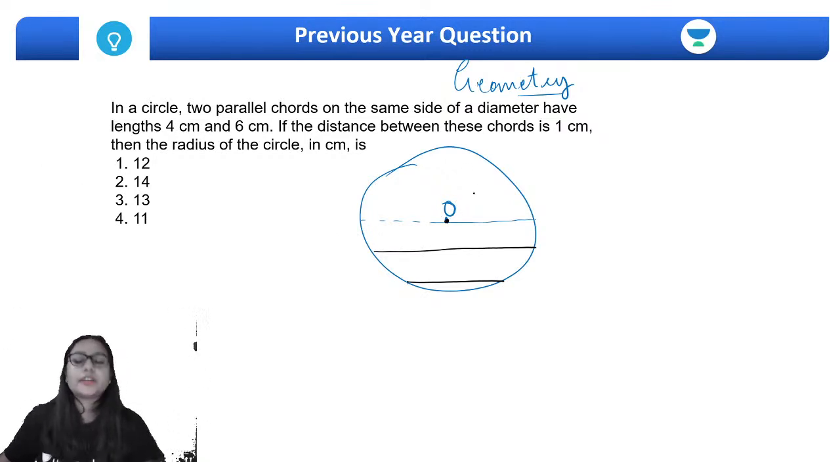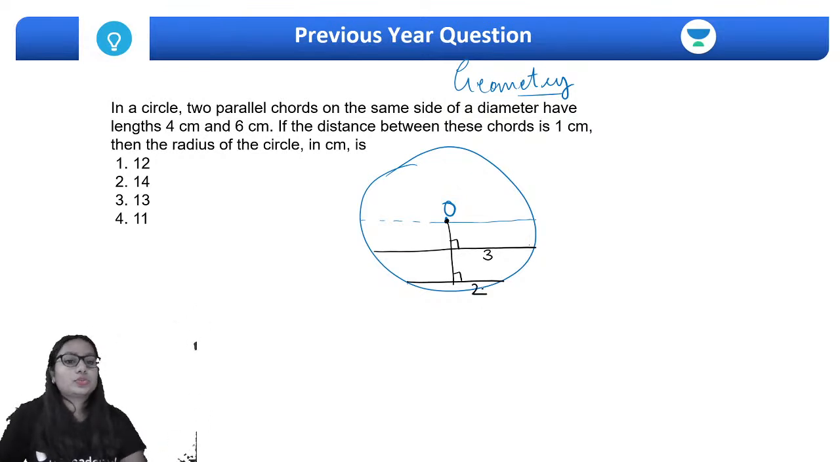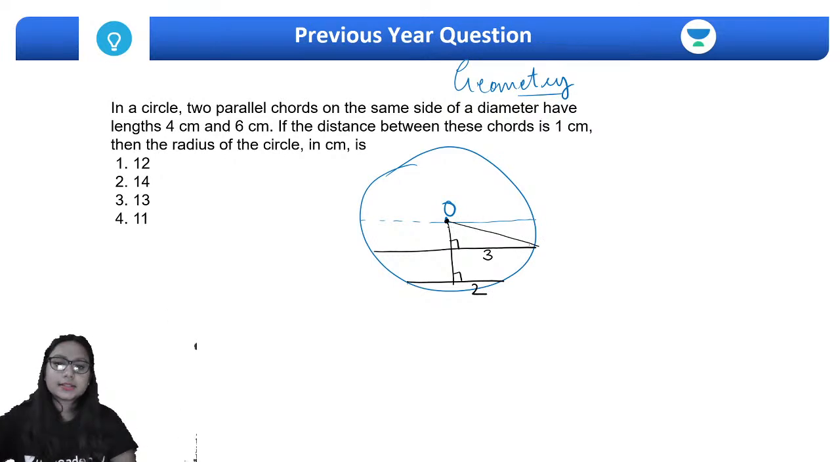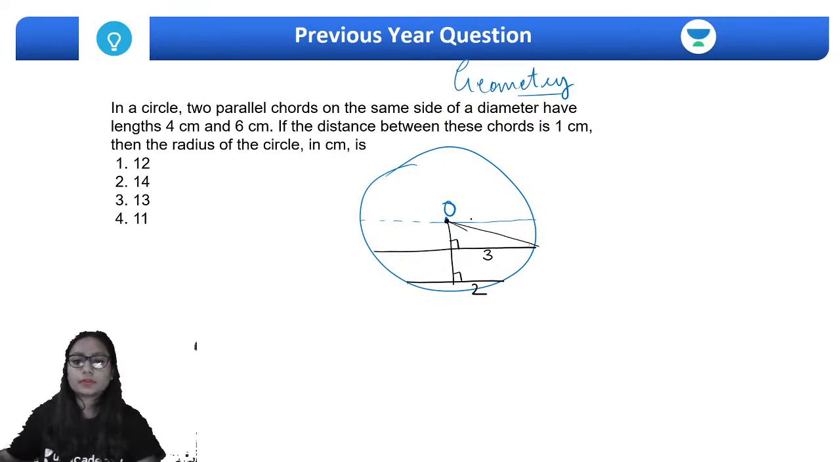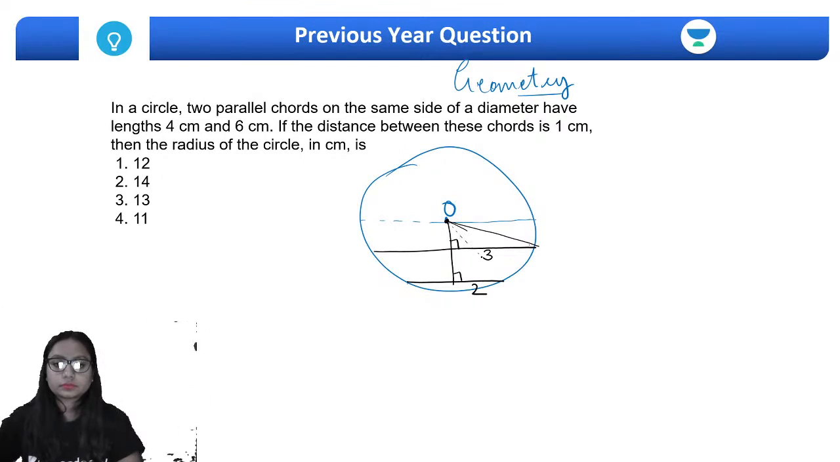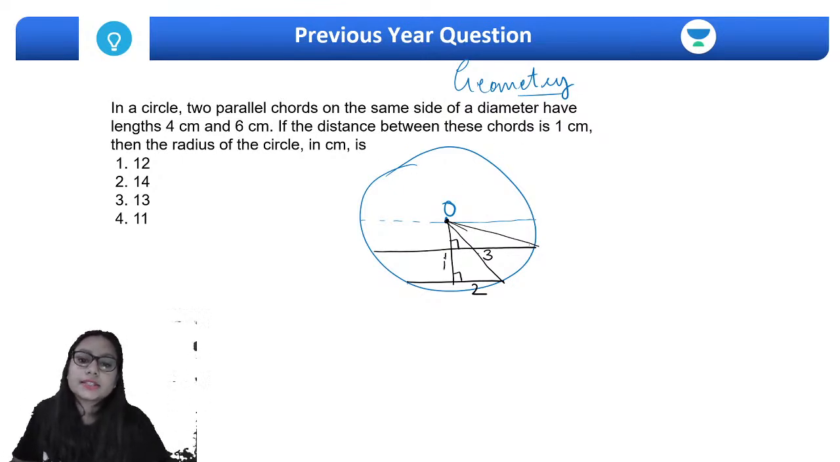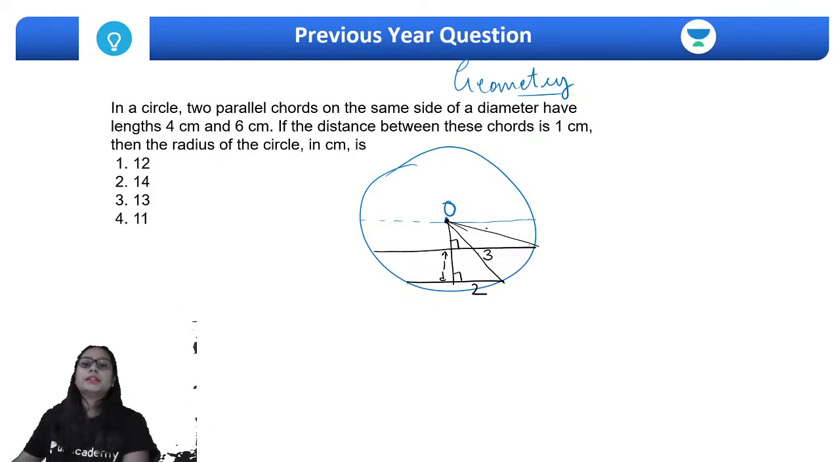We have read a theorem in geometry that if I draw a perpendicular from the center to a chord, then it always bisects the chord. So if the length of this chord is 6 cm, I can take this length as 3, and this length is 4, so this chord is 8. Now I can draw the radius also, and this is also a radius. The distance between these chords is given to be 1, and we have to find the radius of the circle.